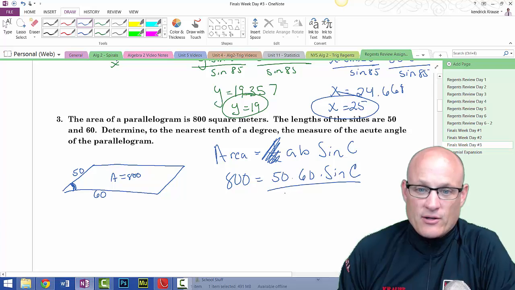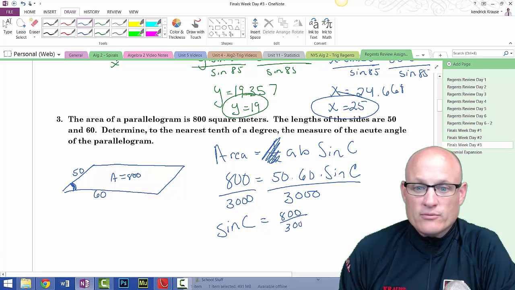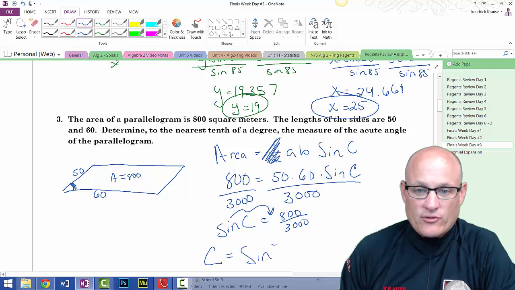Divide by 3,000, because that's what 50 times 60 is. And I get the sine of C is equal to 800 over 3,000. Now I want C by itself, so I'm going to bring that sine over, and I get C is equal to the inverse sine of 800 divided by 3,000.